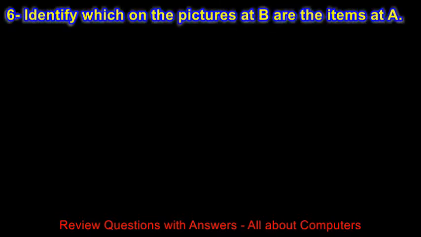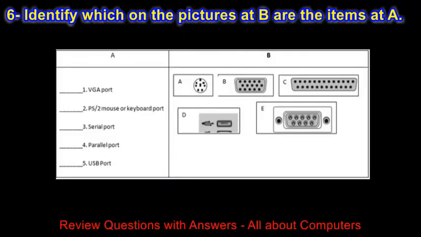Test 6. Identify which of the pictures at B are the items at A. So as you can see, we have here the words from A, and from B are the pictures. Now, number 1, VGA port. So what letter is that here in B? The answer is letter B.